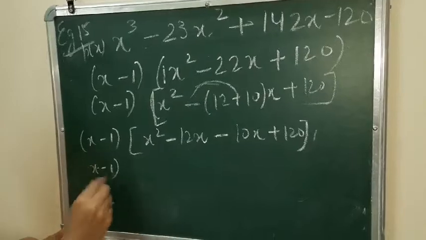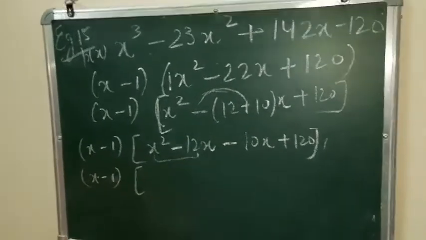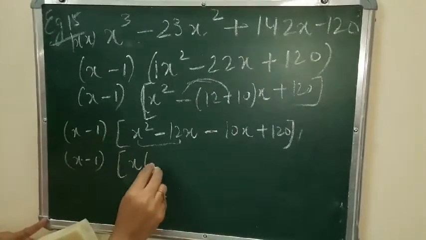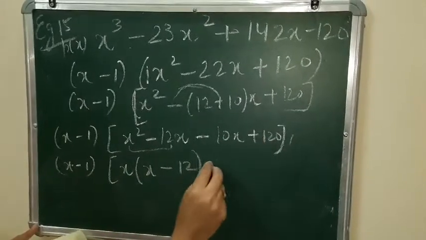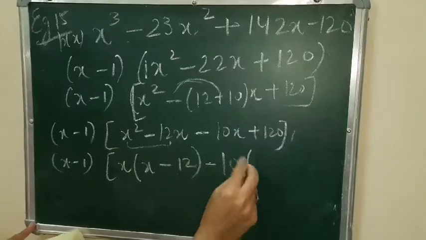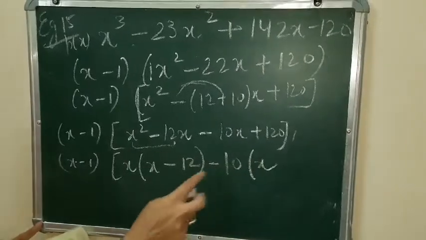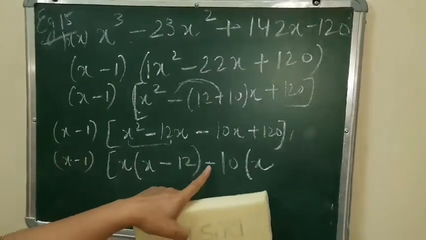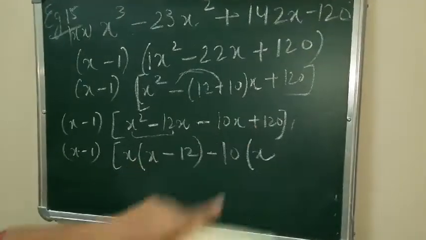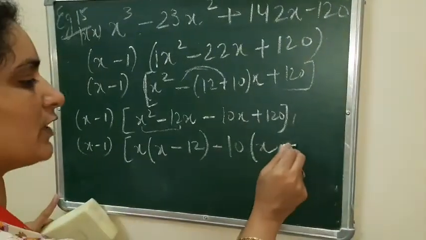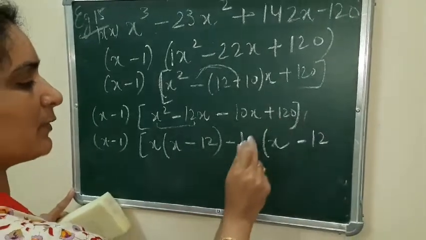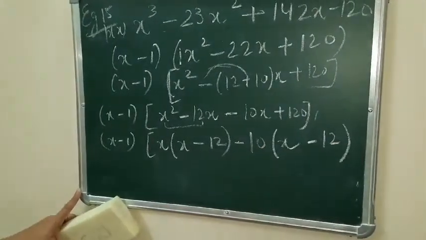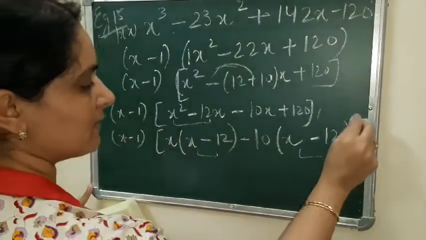So again x minus 1 as it is. What is common from these two? x. What is left? x minus 12. What is common from these two? You can take 10 common. So what is left? x. I told you that whenever you take minus sign outside the bracket, sign inside the bracket will automatically change. So it was plus, it becomes minus, and 120 divided by 10 is 12. So you can see the brackets are same.